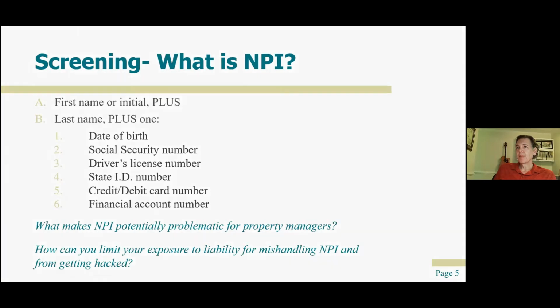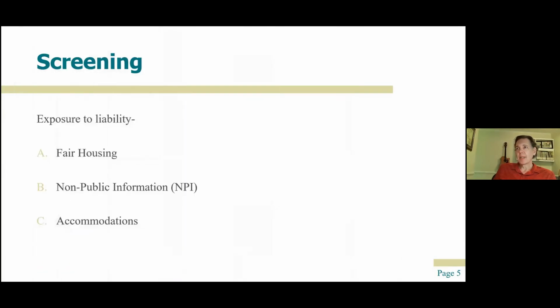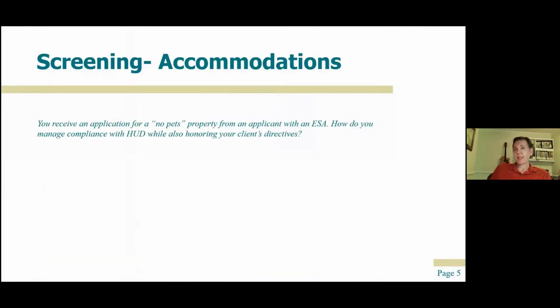Very well. So let's talk briefly about accommodations. Accommodations is when somebody with a special need or disability asks for something different than another tenant without a disability might request. Let's examine this in a series of questions here, and imagine that you get an application for a property that the landlord has said no pets.